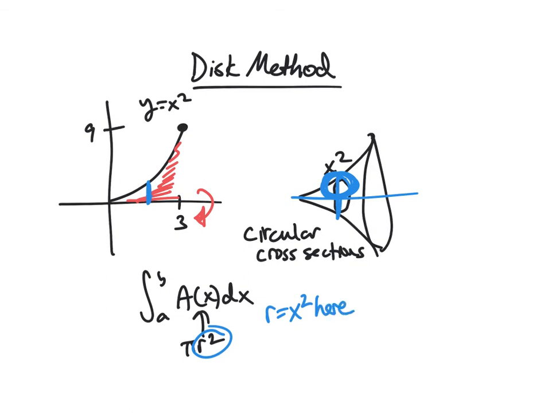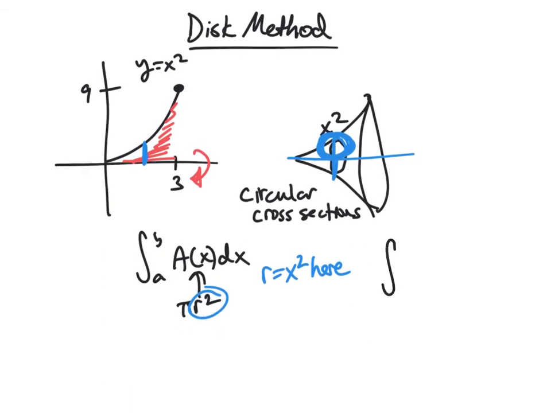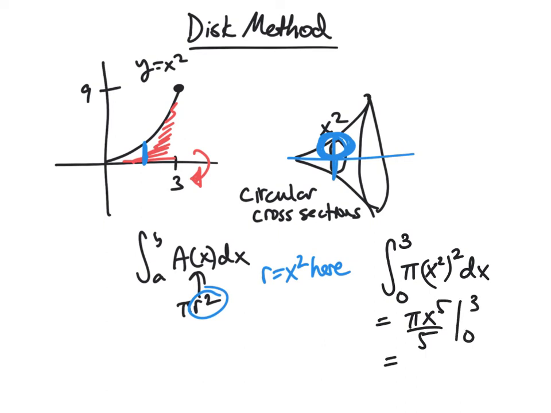And so this becomes a very simple integral. In this specific case, it's the integral from 0 to 3 of pi times x squared, squared, dx. And then of course you can just go ahead and do that out. So it's pi x to the 5th over 5 from 0 to 3. And 3 to the 5th is going to be 243. So we've got 243 pi over 5.